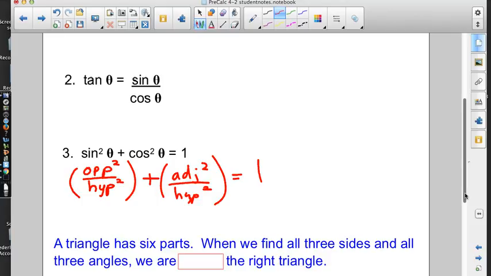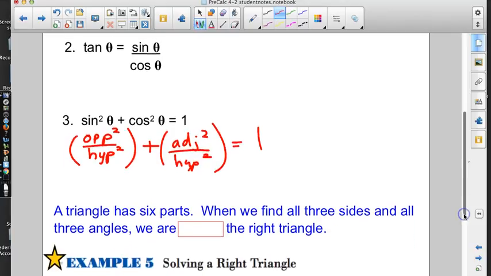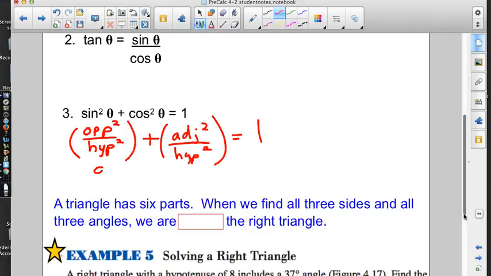Huh. All right. Well, it's fractions. With fractions, if you have a common denominator, you're supposed to be able to put them together. So let me write it and see what happens. Maybe I'll come up with something. Opposite squared plus adjacent squared over hypotenuse squared equals 1. Okay. I'm still not seeing it.